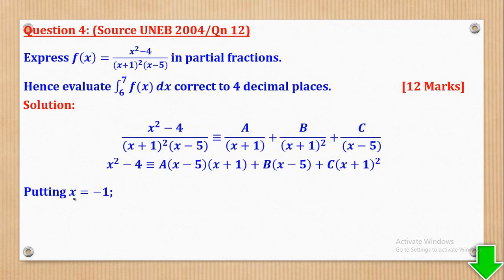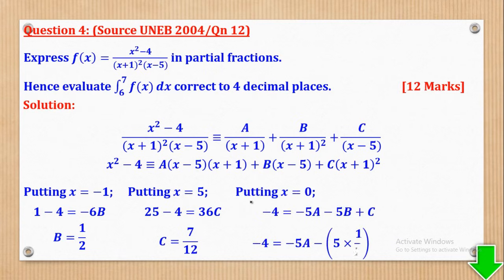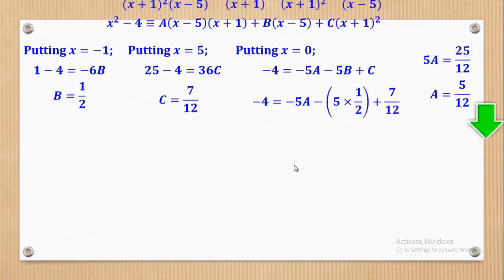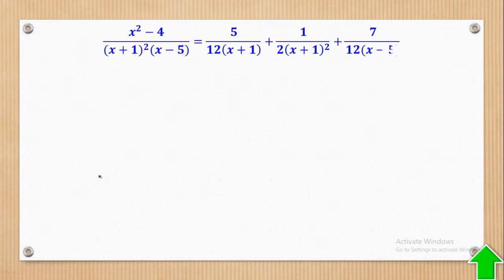When I choose the one of substituting suitable values of x, I'll begin by putting x equal to -1 to come up with that. Therefore, b is a half. Then we also put x equal to 5 to come up with that. Therefore, c is 7/12. Put x equal to 0, come up with that. Substitute, and be able to get the value of a as that. So I've got a, b, and c. I can now get my partial fraction, which is that.